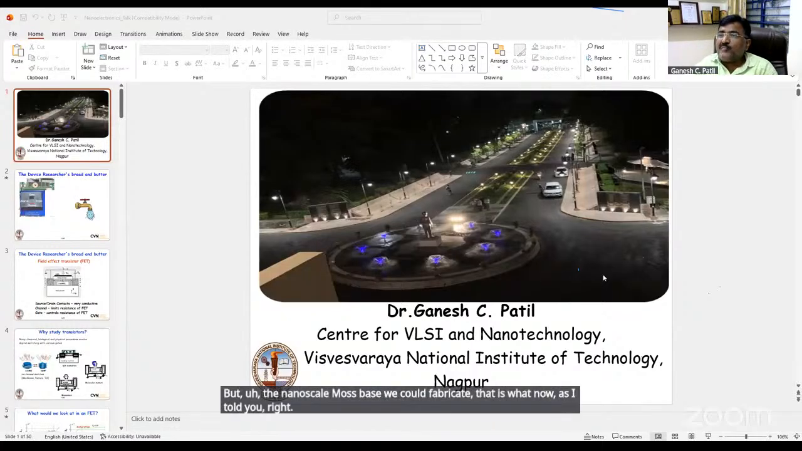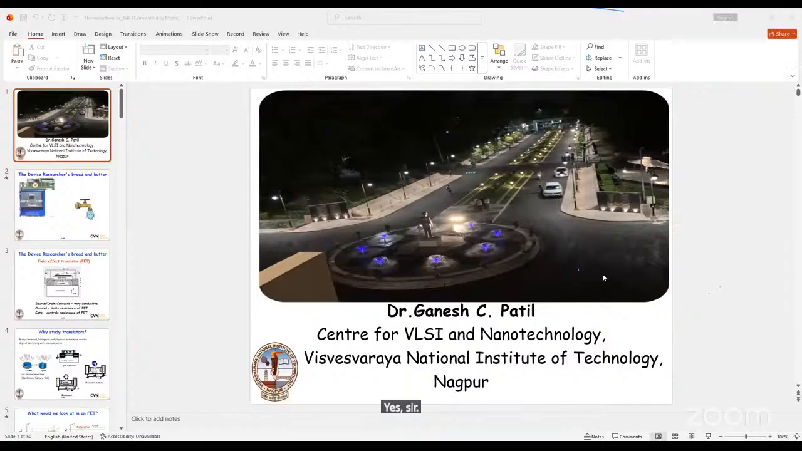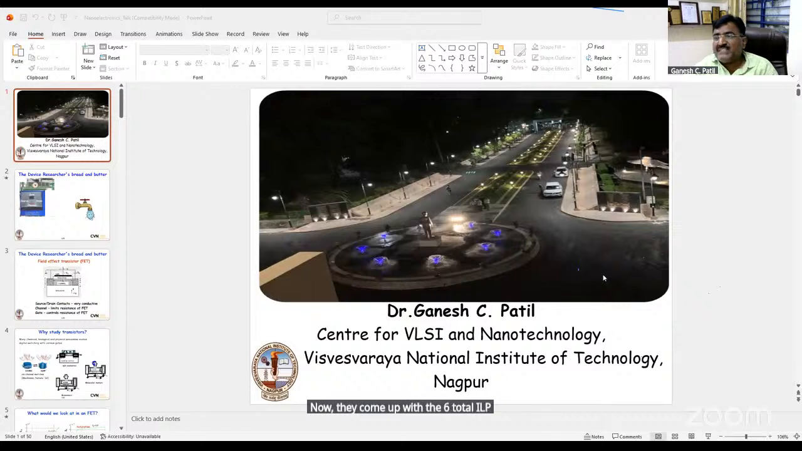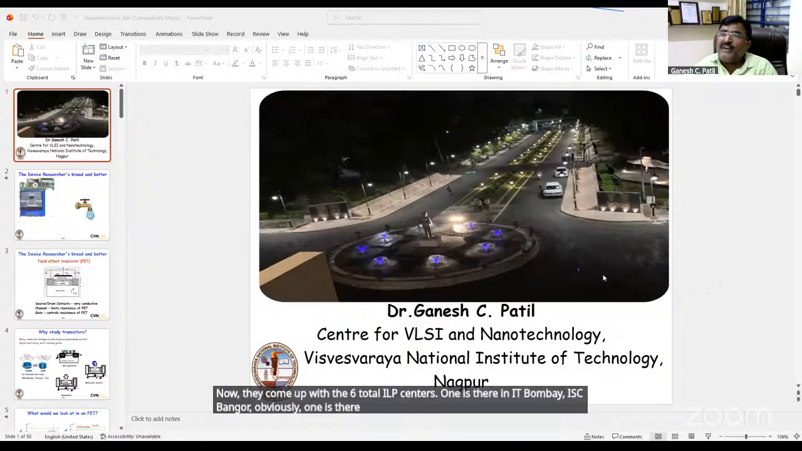In 2010, we had two INUP centers, the Indian Nanoelectronics Users Program. One was at IIT Bombay and one was at IISc Bangalore. Now they have come up with six total INUP centers: IIT Bombay, IISc Bangalore obviously, one in IIT Guwahati, IIT Chennai, and IIT Delhi.